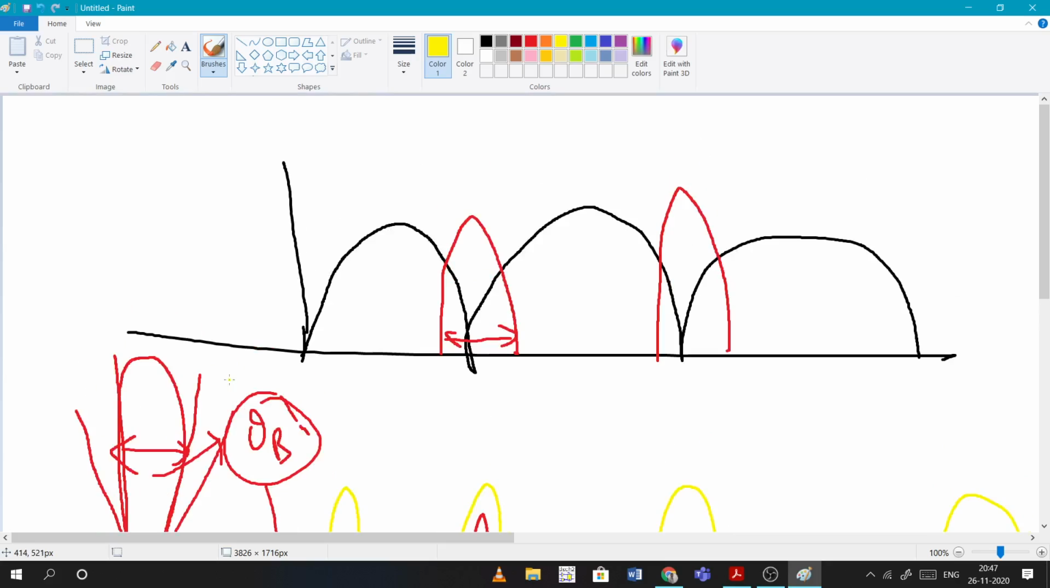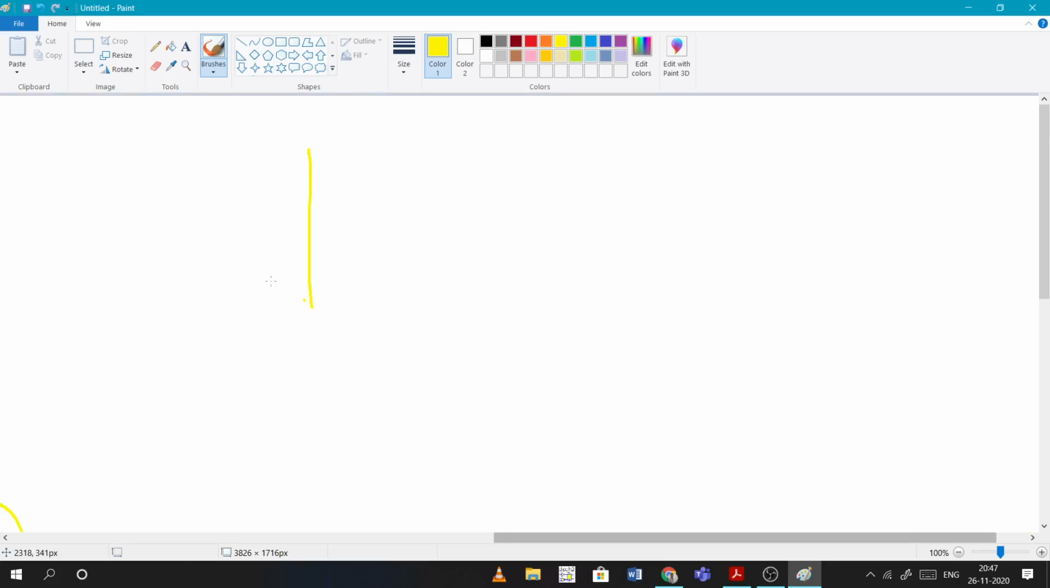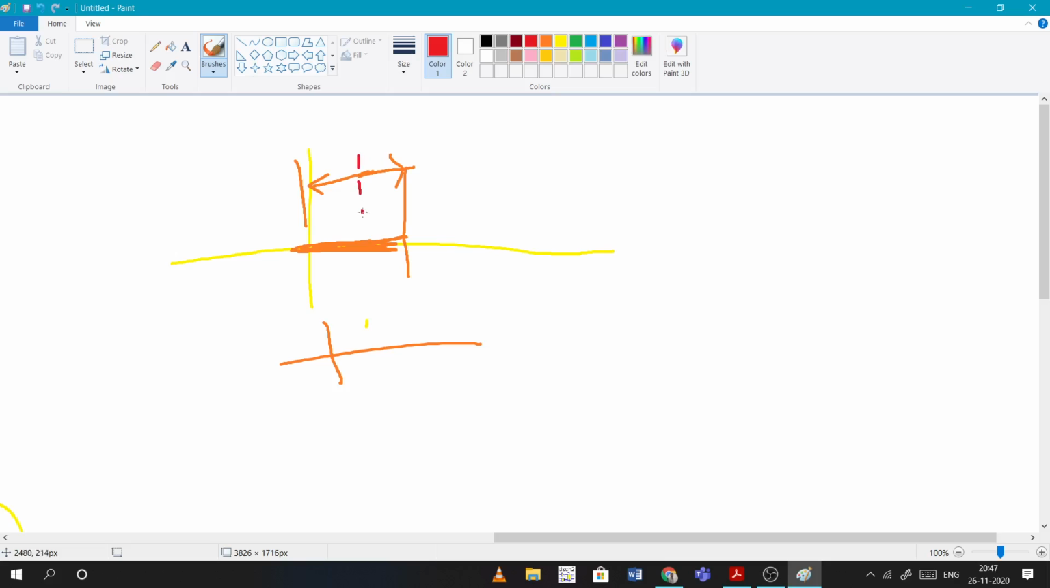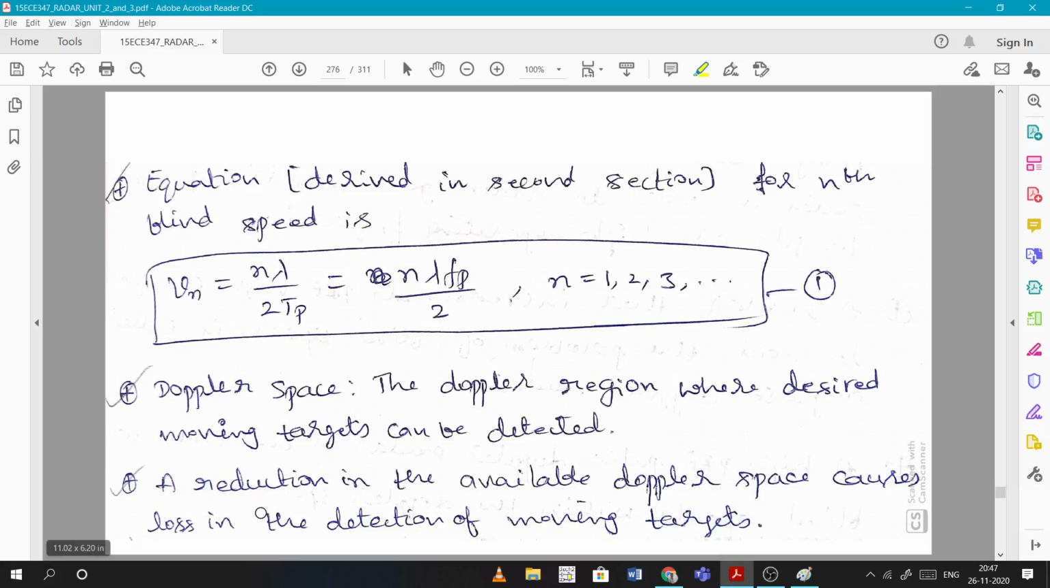For example, if this is the region where we can detect the target, this is the reason we need to detect a target. But what happens? This region got decreased now. So now the region, we'll see with the red color, got decreased. So basically the chances of detecting the target also decreased, right? So that's what he's saying: the reduction in the available Doppler space causes loss in the detection of moving targets.